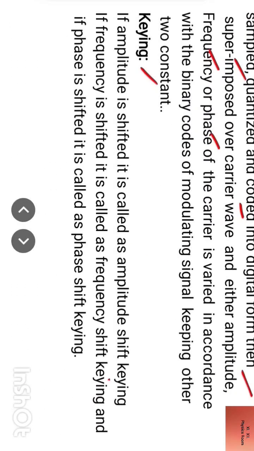Now keying, if amplitude is shifted, it is called amplitude shift keying. If frequency is shifted, it is called as frequency shift keying, and if phase of the carrier wave is shifted, it is called as phase shift keying.